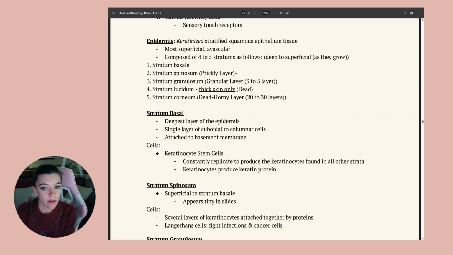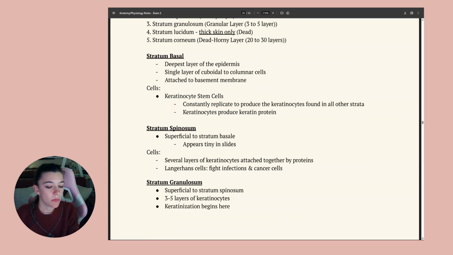After that is your stratum lucidum. That's only in thick skin, which is the palms of your hands and the soles of your feet. And then the topmost layer, stratum corneum, is the dead, horny layer. It's 20 to 30 layers. Every cell in the stratum corneum has died, and I'm pretty sure all of its organelles have been recycled, and it's mostly keratin at that point.